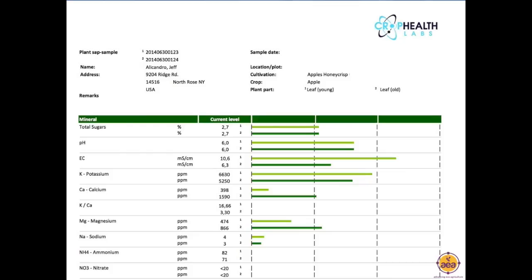Just to give you a frame of reference, most apple varieties will self-regulate and self-balance somewhere in the neighborhood of about 3,200 to 3,500 parts per million. These plants are double that, and they're still going. I have seen Honeycrisp sap analysis as high as 9,000 to 10,000 parts per million potassium, and they're still trending upward. As a result, the calcium levels here are 398 and 1,500 parts per million, and ideally they should be 2,000 to 2,500. So this is a crop experiencing a calcium deficiency as a result of a potassium excess.